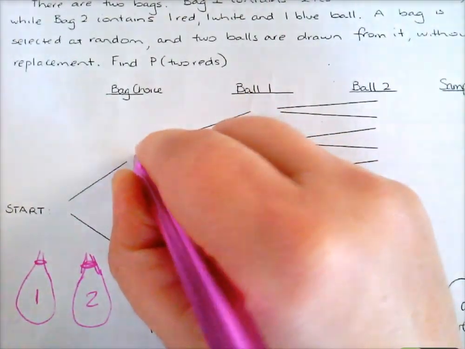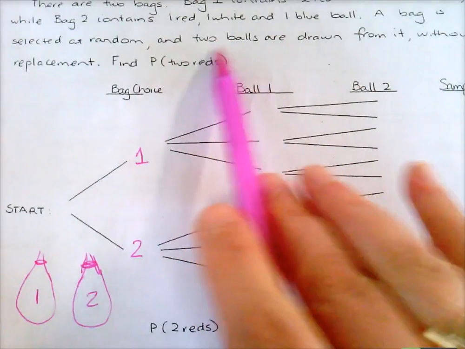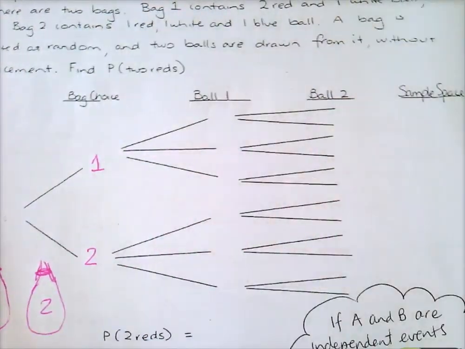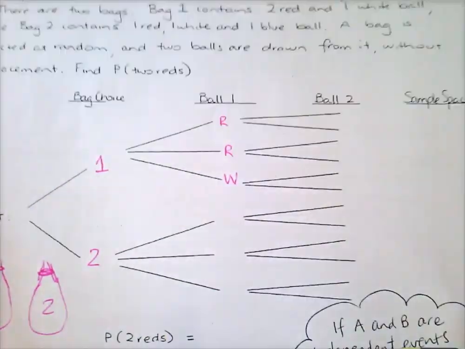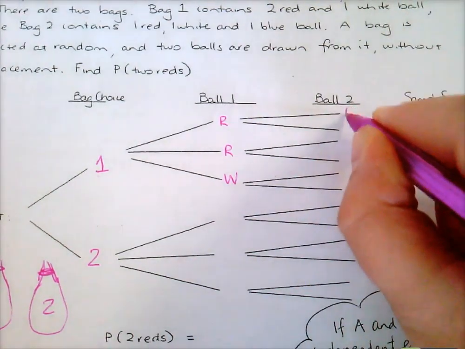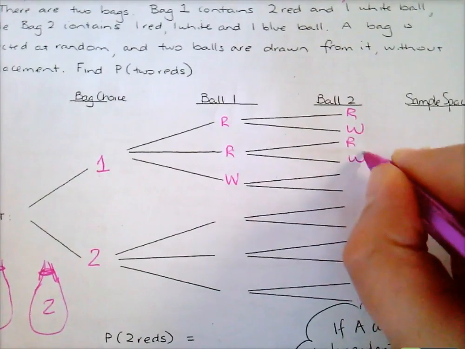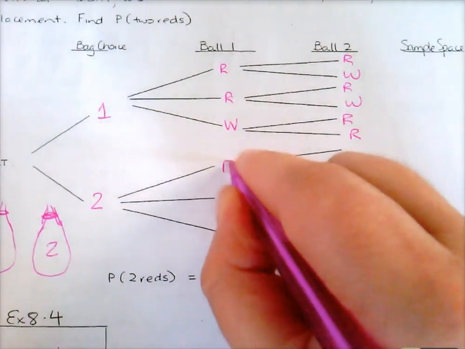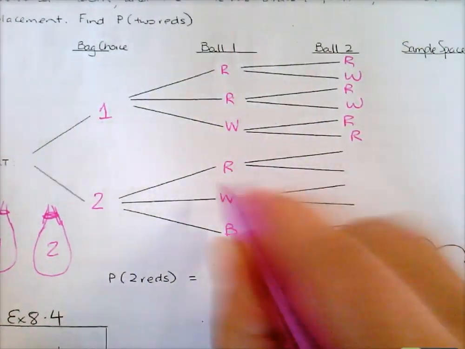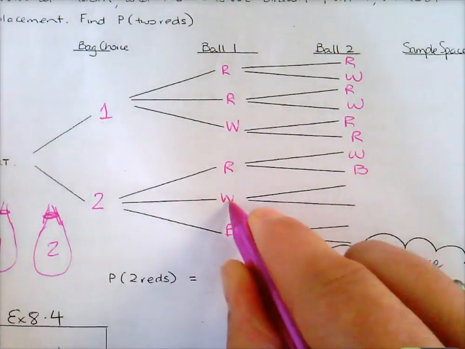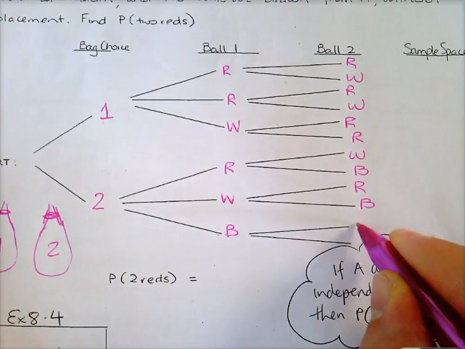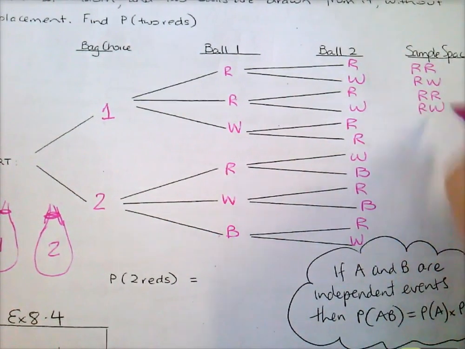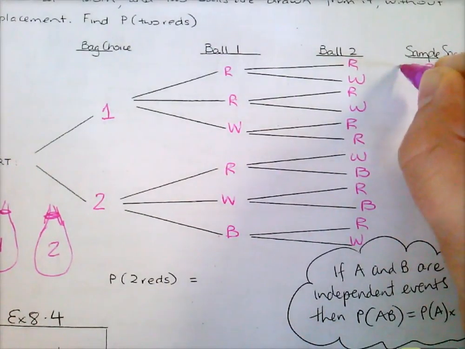So the first thing we're doing is, there are 2 bags. Bag 1 has got 2 red and 1 white. Bag 2's got 1 red, 1 white, 1 blue. A bag is selected at random. So what are the choices? Bag 1 and bag 2. And 2 balls are drawn from that bag without replacement. So from bag 1, what's in there? Red, red, white. And now when you come to choose ball two, it's just red and white, or red and white, or red and red. Because from bag two, what's in it? Red, white, blue. And without replacement, if you've chosen the red, there's still the others left; chosen the white, chosen the blue.